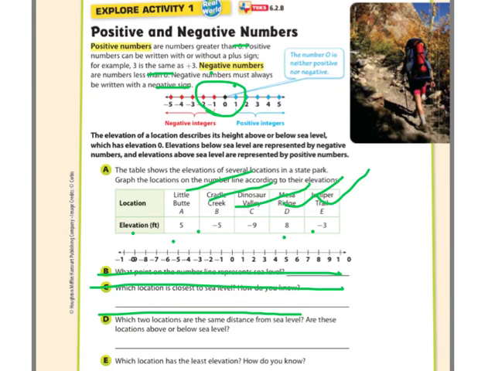Okay, so which location has the least elevation, and how did you know? So the one with the least elevation is negative 9, because that is the farthest from 0. And we're done.